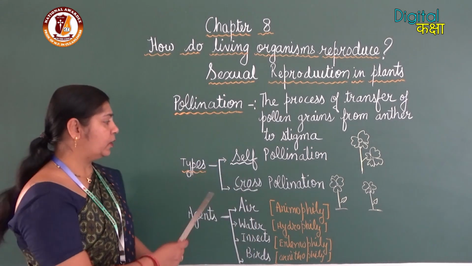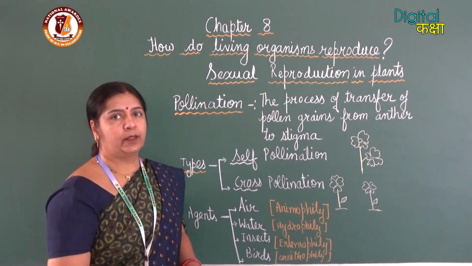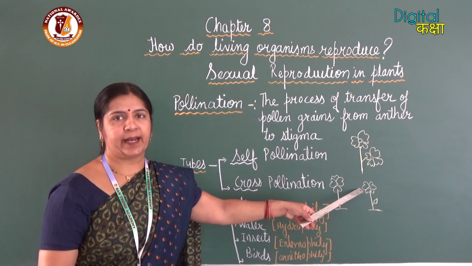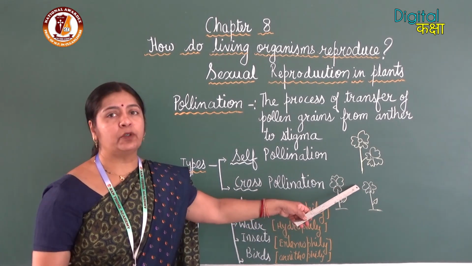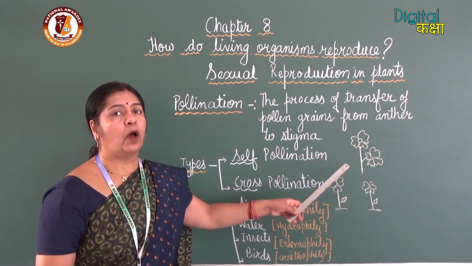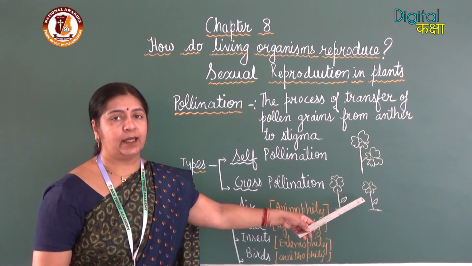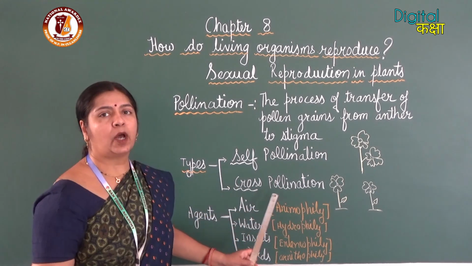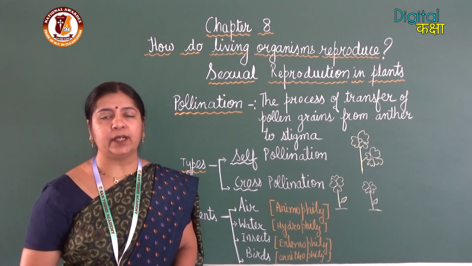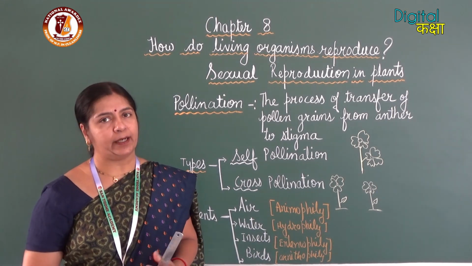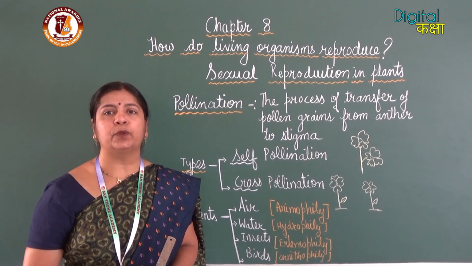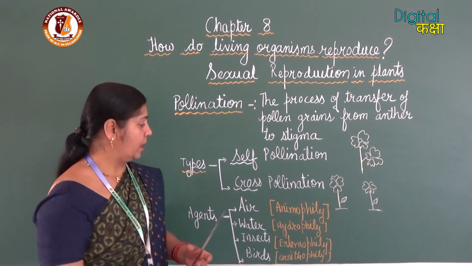Second is cross-pollination. As you can see in the diagram, the transfer of pollen grains between two flowers on two different plants, we call it cross-pollination. So, there are two types of pollination: self-pollination and cross-pollination. A difference between the two can be asked in the exams.